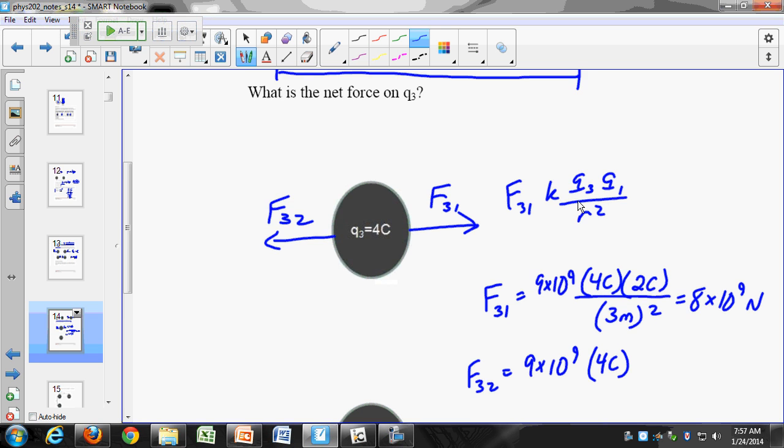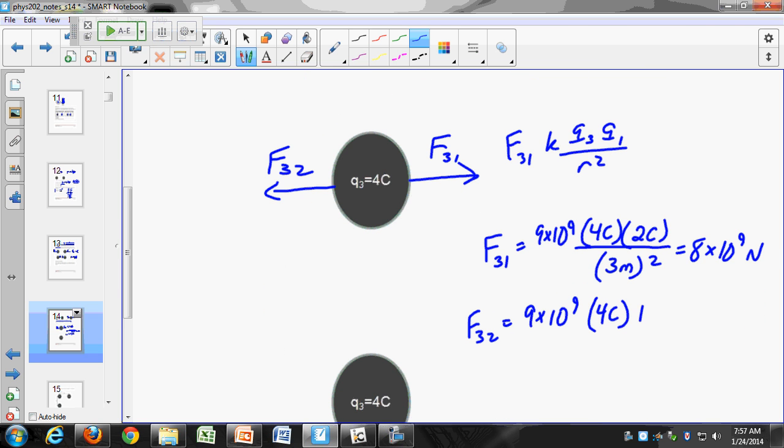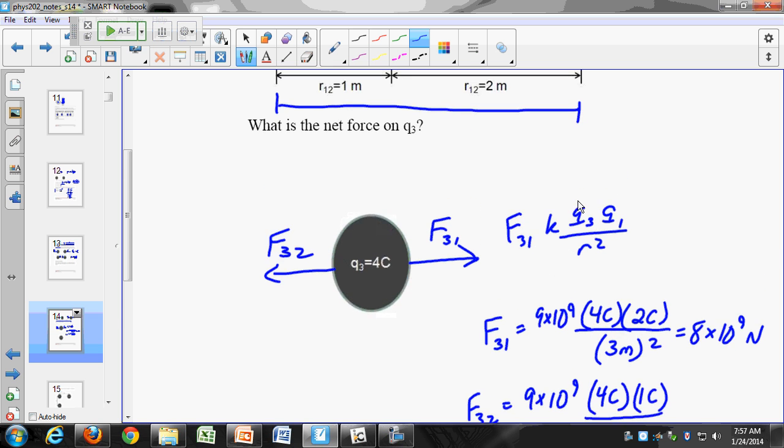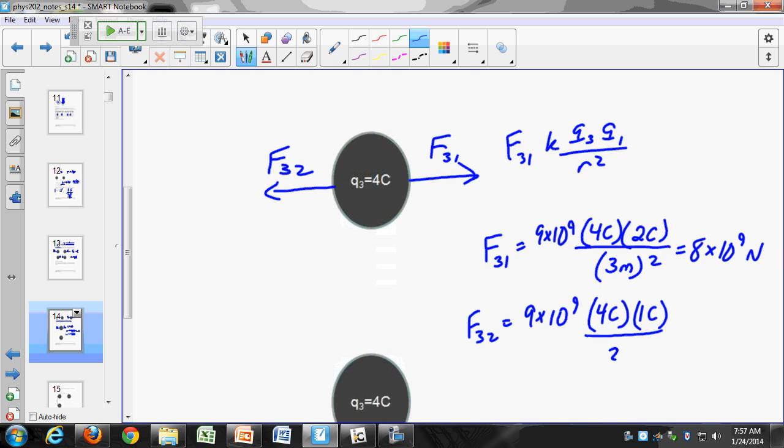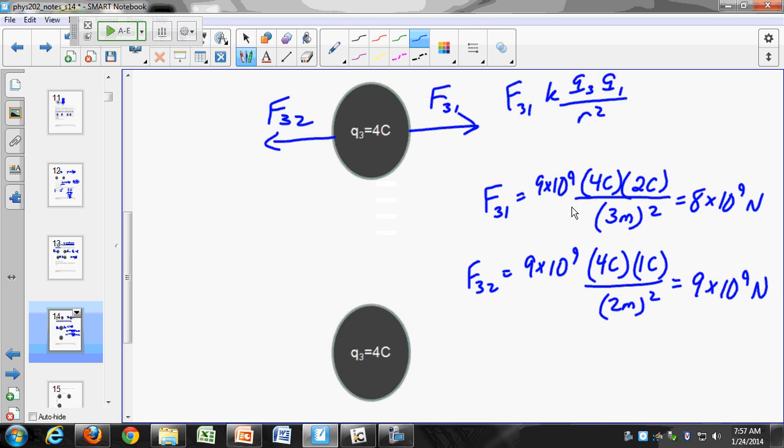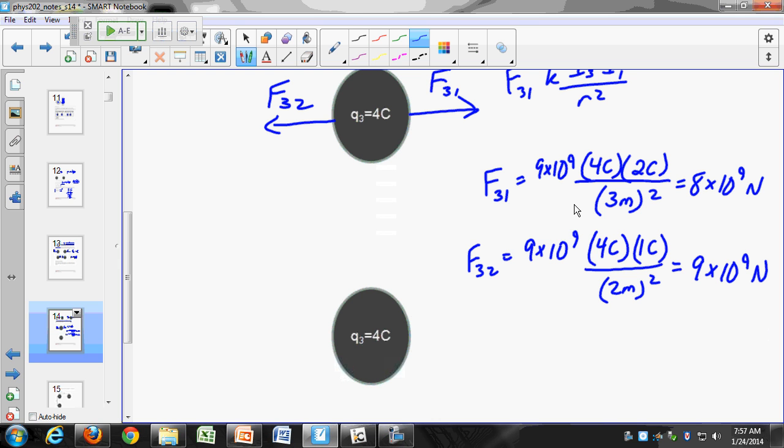See, what was Q2? Okay, it's negative 1 coulomb, but I'm just going to write it as 1 coulomb. Alright, so I leave out the sign, divided by the distance between them, which is 2 meters squared. Let's see, that's 9 times 10 to the ninth newtons. So if I want to know my net force, it's going to be F31 minus F32.